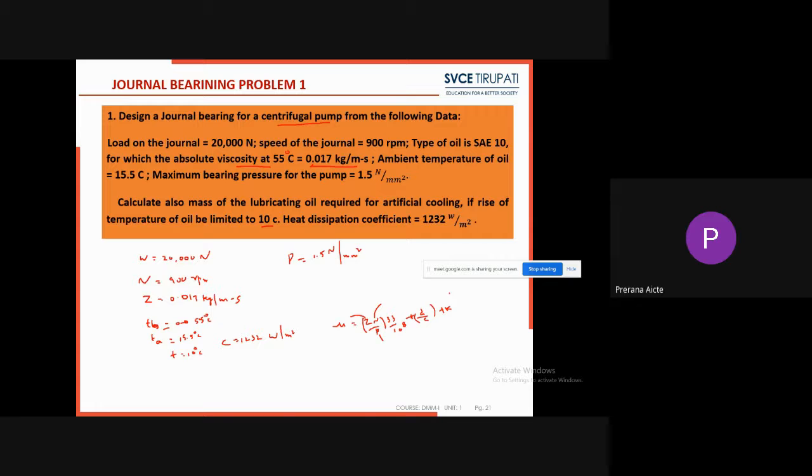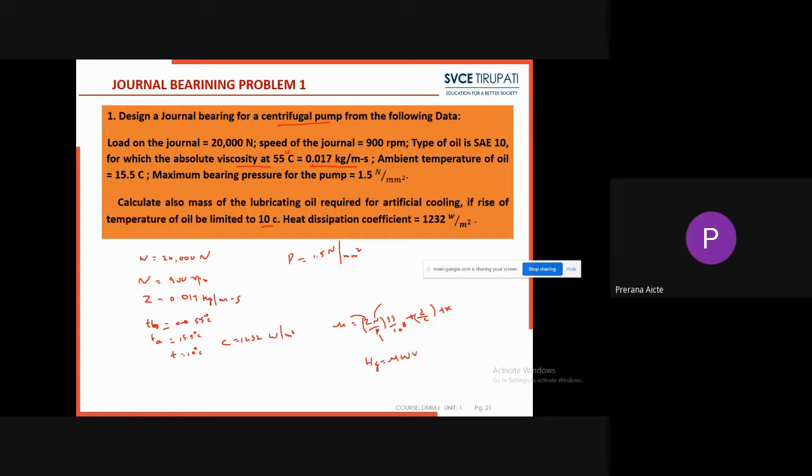Okay. So again, some problems will ask to find out what is the Hg value and what about the HD value. What about HD? Mu into W into V. Friction into load into velocity. What about velocity? Pi d n by 60. D they will already give.